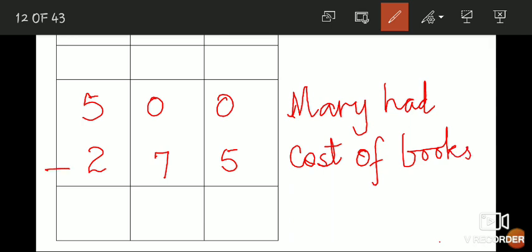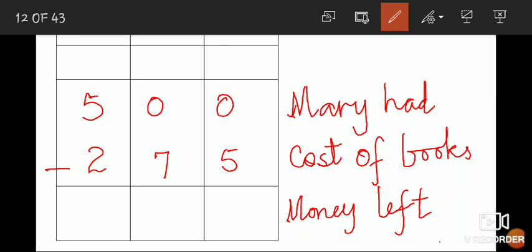Now you have to find out how much money is left with her. You can write here, money left. That's it. When there is left, you have to minus. Always look out for these keywords. When it is total or altogether, it is addition. When there is left or more than, you have to minus. These are the keywords.